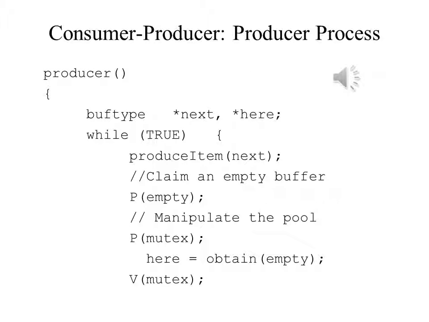In our producer process, we first produce an item, whatever that might be. Then we need to get a buffer to fill. Since allocating a buffer is a critical section, we protect it with our mutex or mutual exclusion semaphore. We do not want the consumer in here until after we're finished. Once we have the buffer allocated, we increment the mutex semaphore.